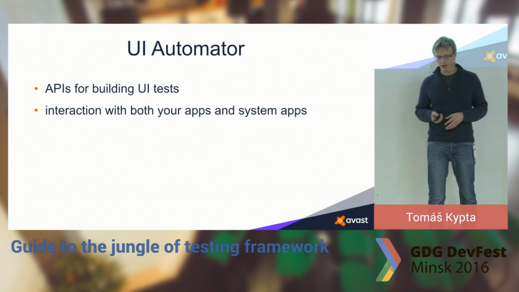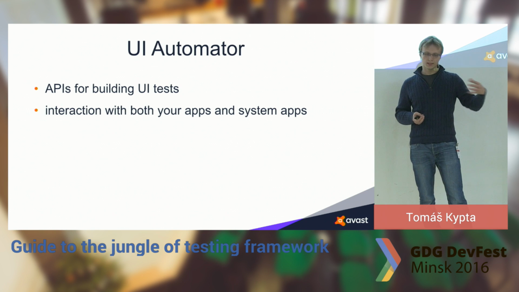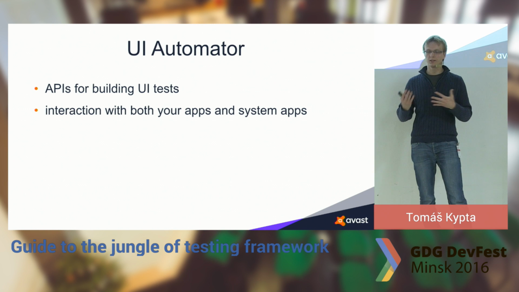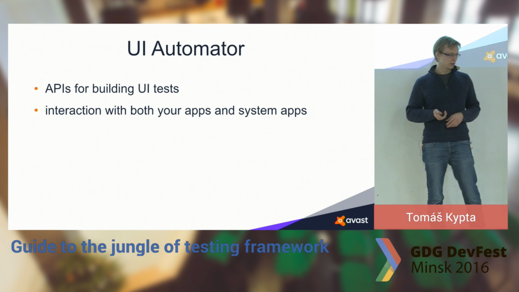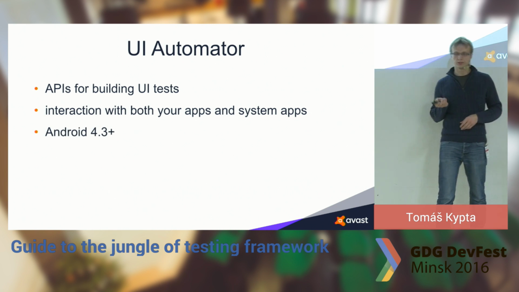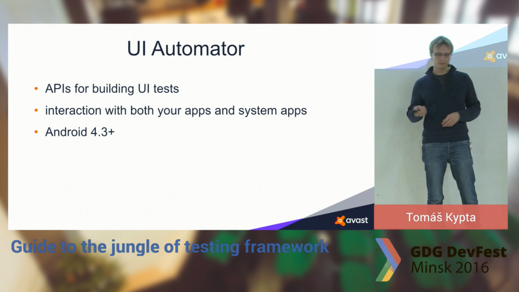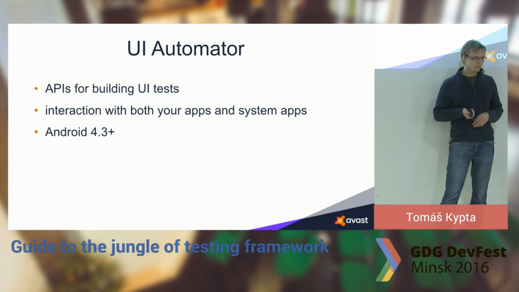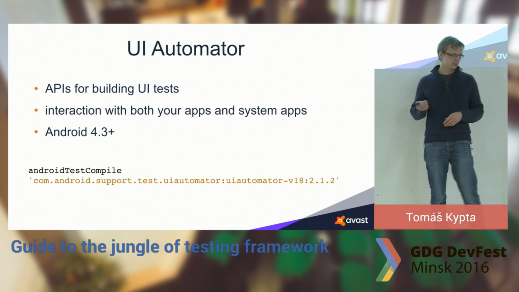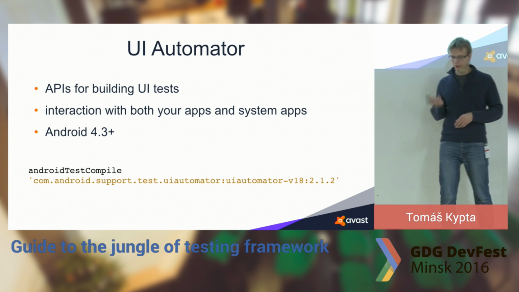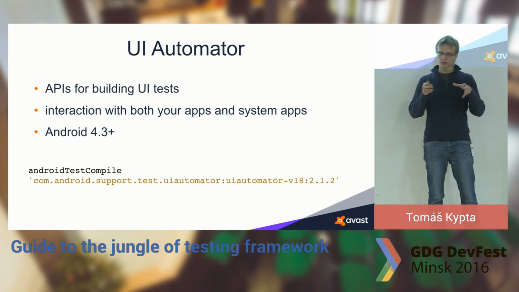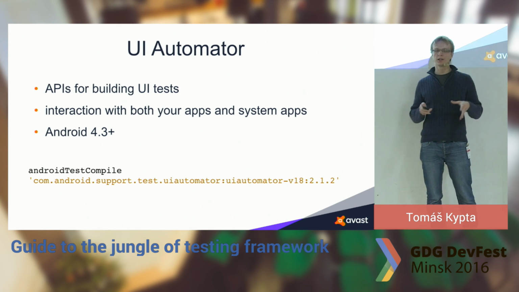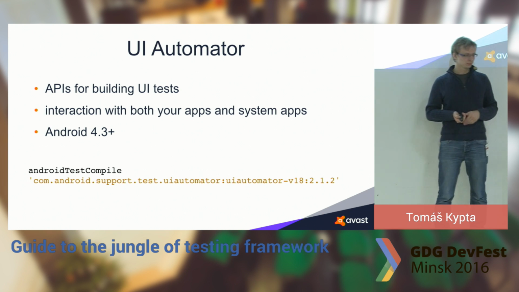You can, for example, check that, okay, if you navigate to settings, change some settings, and get back to your application, something is different or something happened. You can do it with UI Automator. There is a limitation: it works on Android 4.3 and newer. And yeah, again, some extra dependencies, but UI Automator is also part of the support testing library. So all these things I mentioned are in the Android SDK.